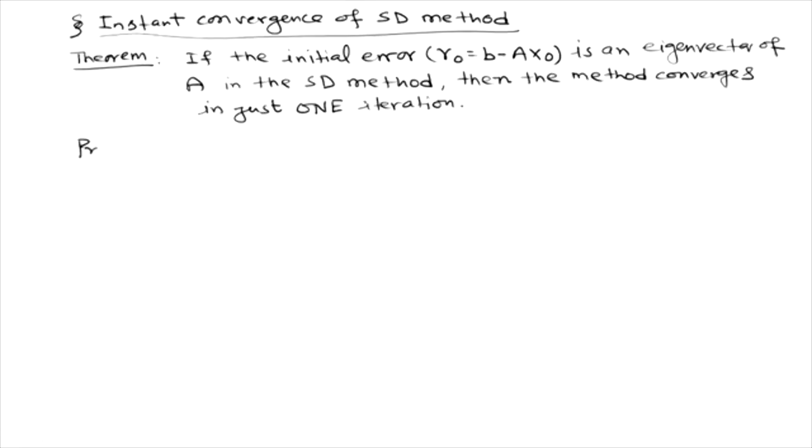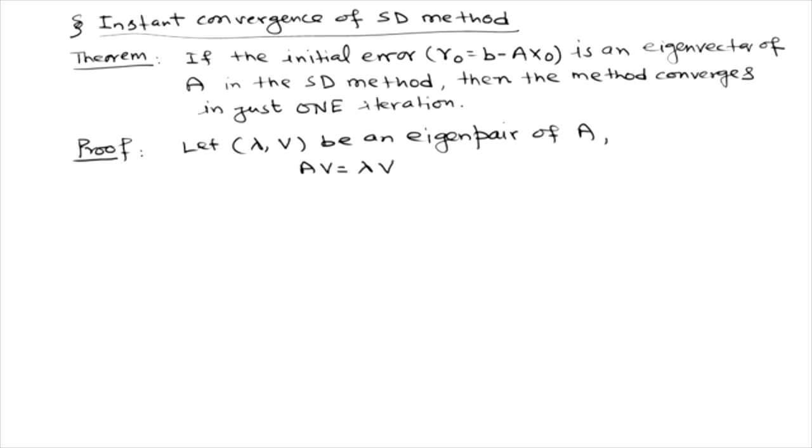Let us see the proof of this. So, let lambda, v be an eigen pair of A. So, lambda is an eigen value and corresponding eigen vector is v. It means A into v equals to lambda into v. Let us say this is equation 1. Now, assume initial solution is x 0, which is the error, so this is x star minus v.